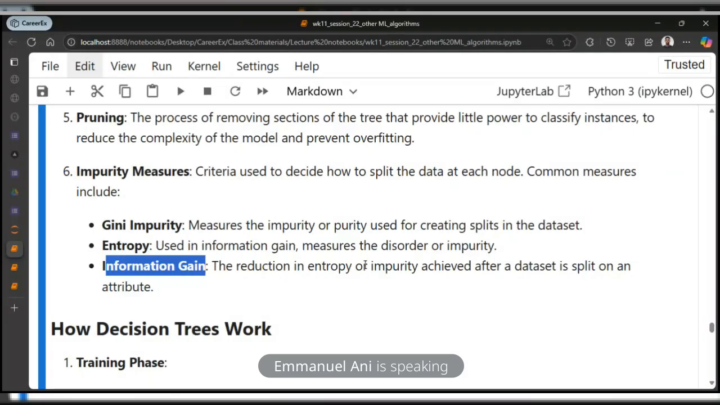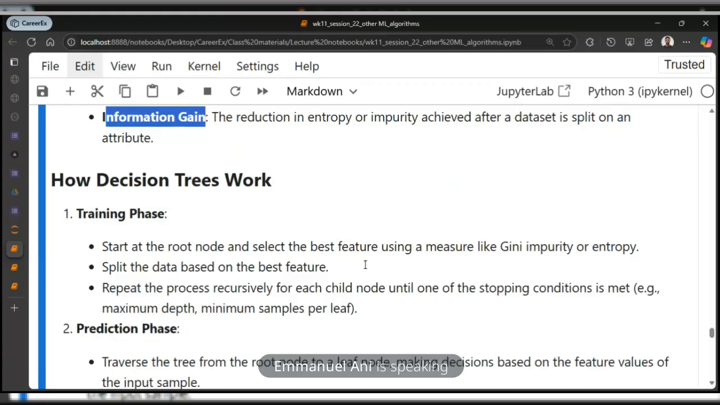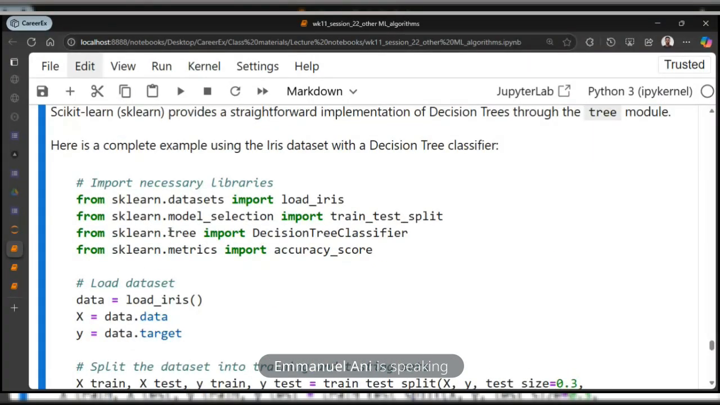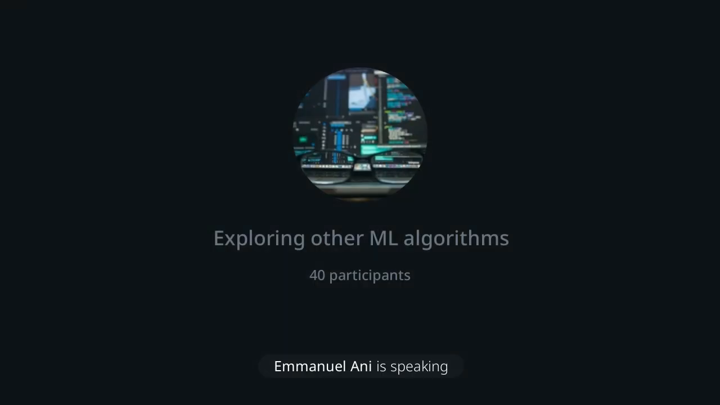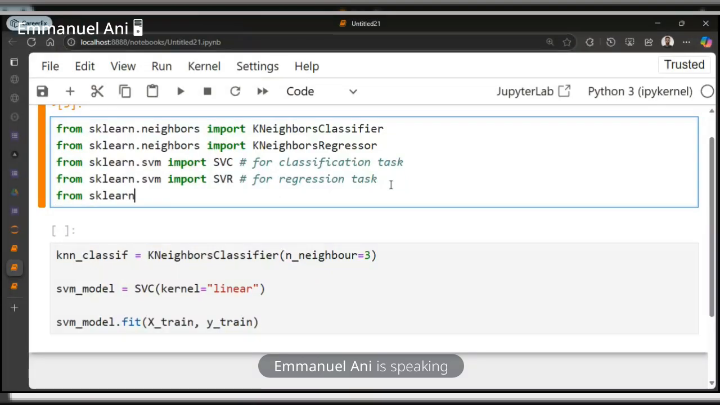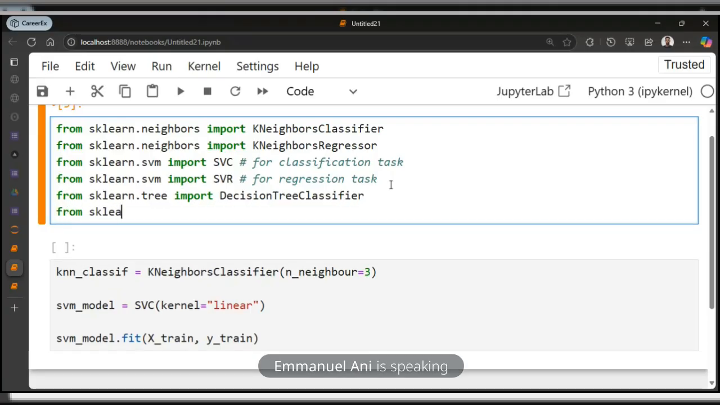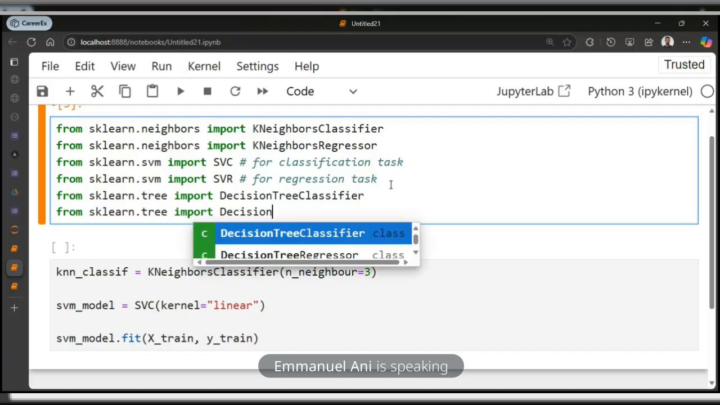We're going to show you in the implementation how you implement decision tree. So you import it from this particular module, sklearn.tree. Let's go on and show how we do that. So we say from sklearn.tree import DecisionTreeClassifier. We have classifier and regression classes, so you can also import the regression one as well, DecisionTreeRegressor.